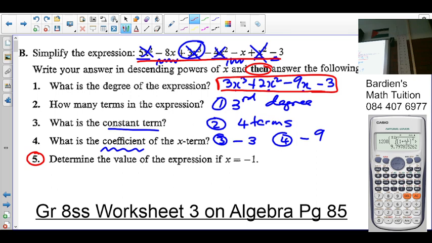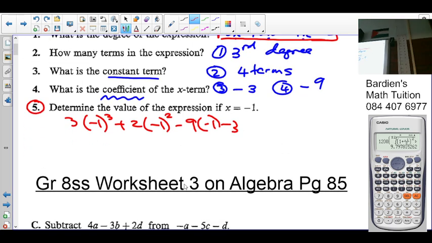So wherever I see an x, I put the? No, -1. You can't just say 1. So I got 3 open brackets. -1 cubed plus 2 times -1 squared. I'm doing the substitution first. -1 minus. You all agree with that? So what do I do from here?